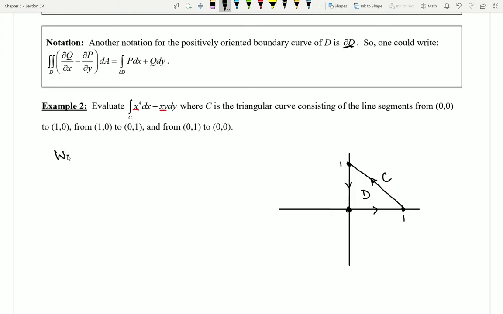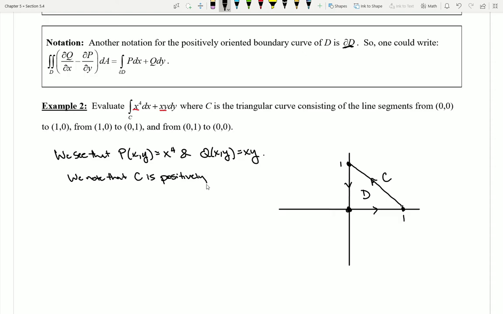So first I'll say, we see that P(x, y) is really here just equal to x to the 4th, and Q(x, y) is equal to x times y. Okay. I'm going to go ahead and check all the conditions of Green's theorem just to make sure that I can actually use it. So I'll start by saying we note that C is, well, it is positively oriented. It is piecewise smooth.